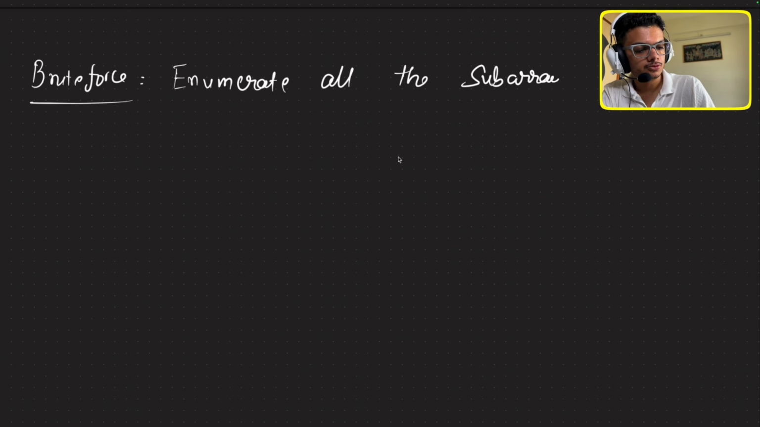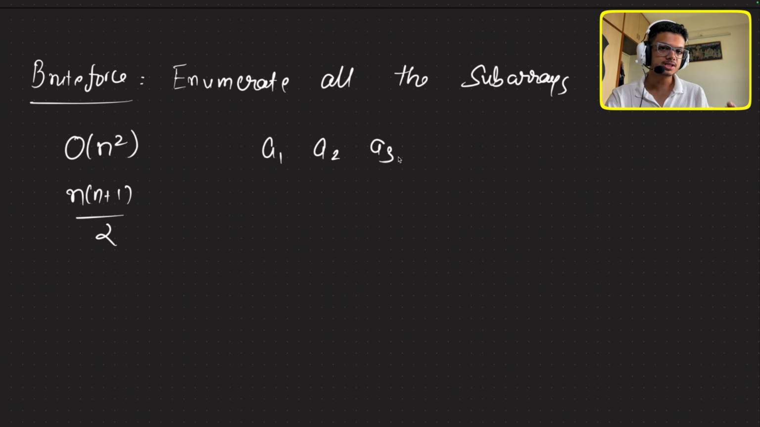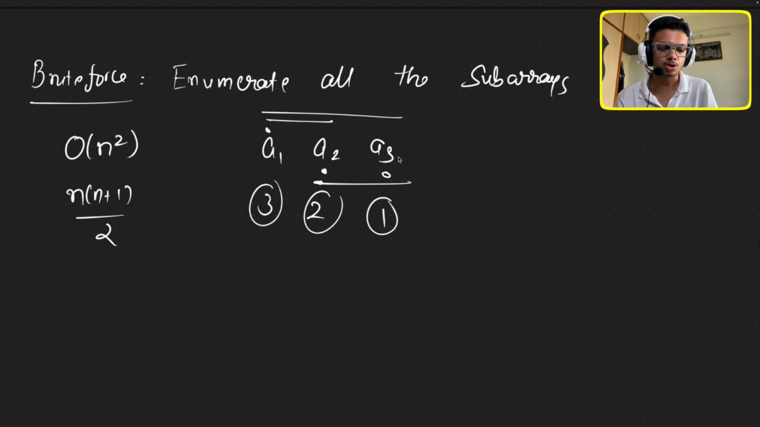If you know, we have a total of order of n square subarrays. And how does this n square come? More precisely, you have n into n plus 1 by 2 subarrays. How? Let's say the elements are a1, a2, a3, and so on. All the subarrays starting with the first element are simply a1, then a1, a2, then a1, a2, a3. That is, we have 3 subarrays starting with a1. Similarly, we have 2 subarrays starting with a2, and 1 subarray starting with a3. So this is how we have order of n square subarrays.